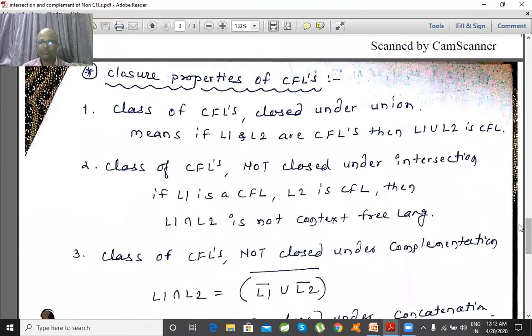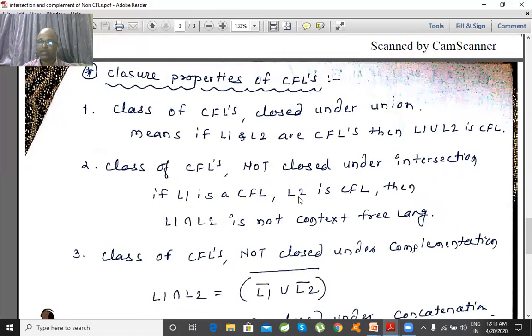Now, within a minute, we'll go across the closure properties of context free languages. The class of context free languages is closed under union, which means if L1 and L2 are context free languages, then the union is also context free, and we have already proven this. The class of context free languages is not closed under intersection; this is what we have seen just now.